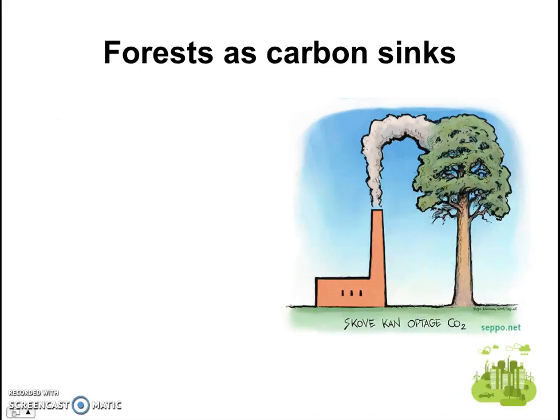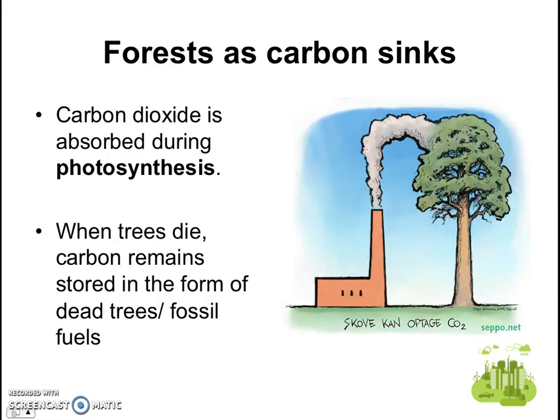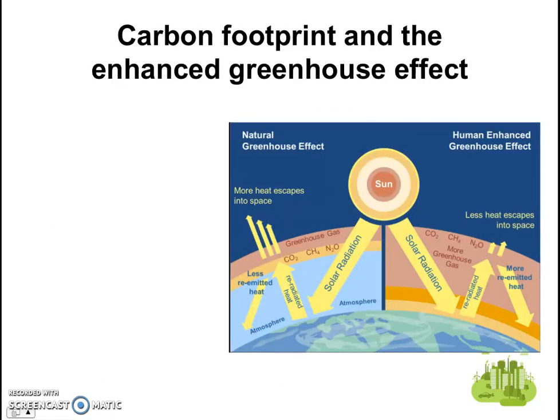Now, how about forests? Forests mainly absorb carbon dioxide through photosynthesis because they have lots and lots of plants. And also, when the trees die, the carbon remains stored in the form of dead organic material, like dead trees, or even fossil fuels. So you can see again, carbon gets stored up in the forest, right? It's not released back into the atmosphere because it's stored in the form of dead trees or fossil fuels. Now, carbon sinks like forests and oceans are increasingly important, especially because we humans are producing more and more carbon dioxide.